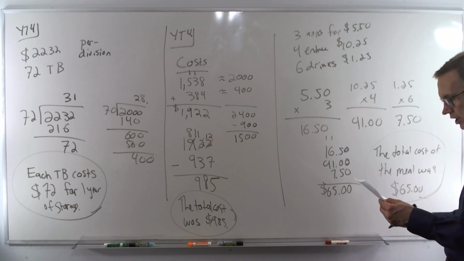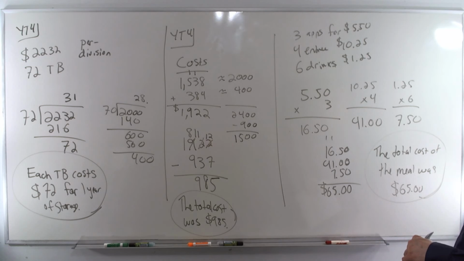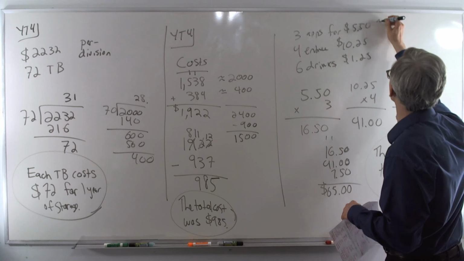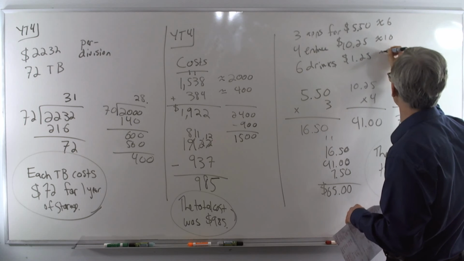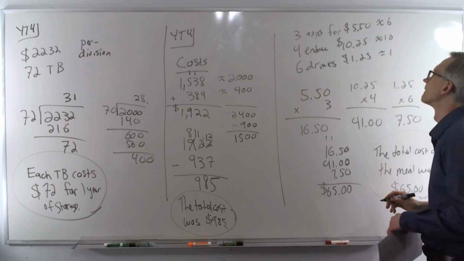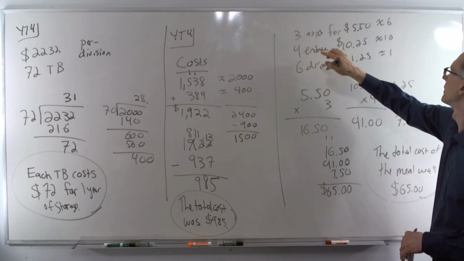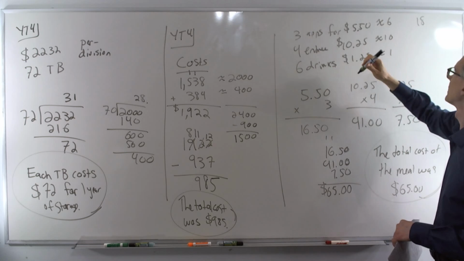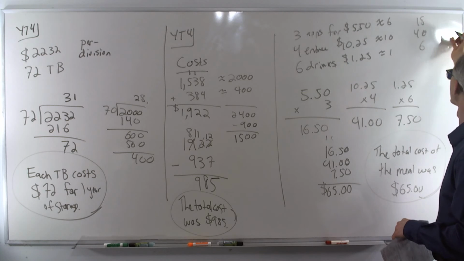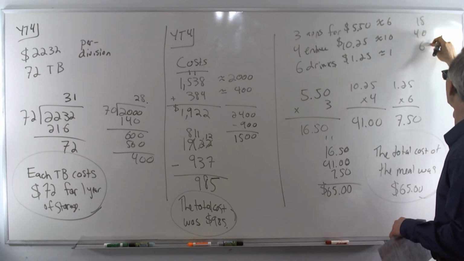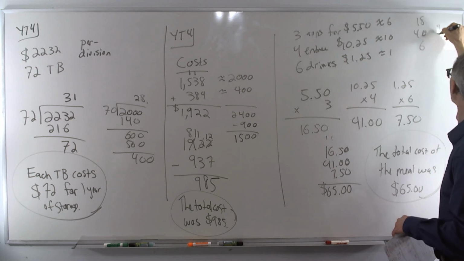All right, now if we're going to check, we should round these to 6, these to 10, and these to 1. All right, now we got 6 times 3 is 18, 10 times 4 is 40, 1 times 6 is 6. Add these all together, we got 40, 58, 64. So that's pretty close.